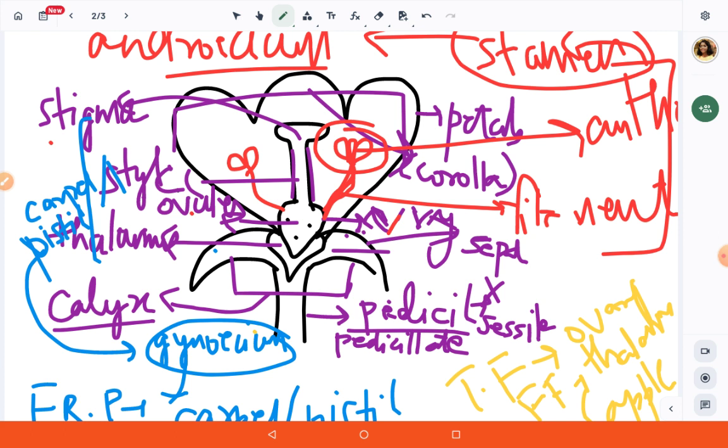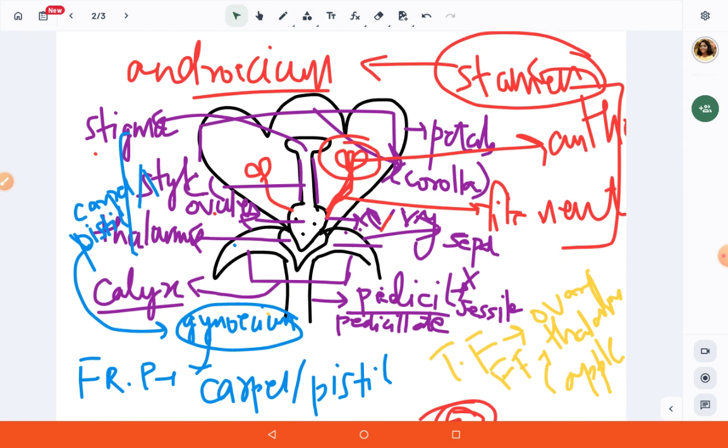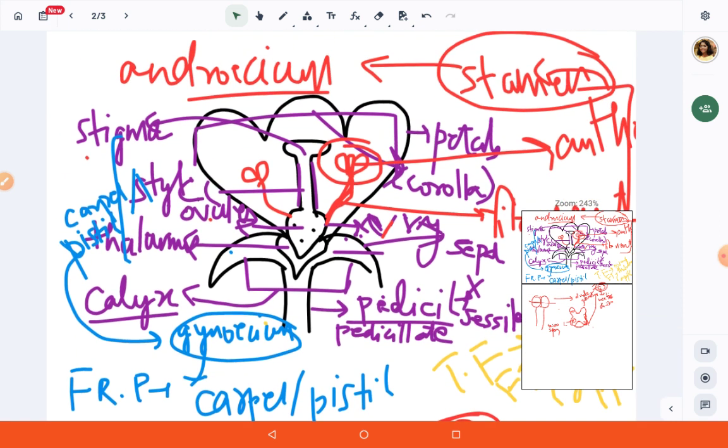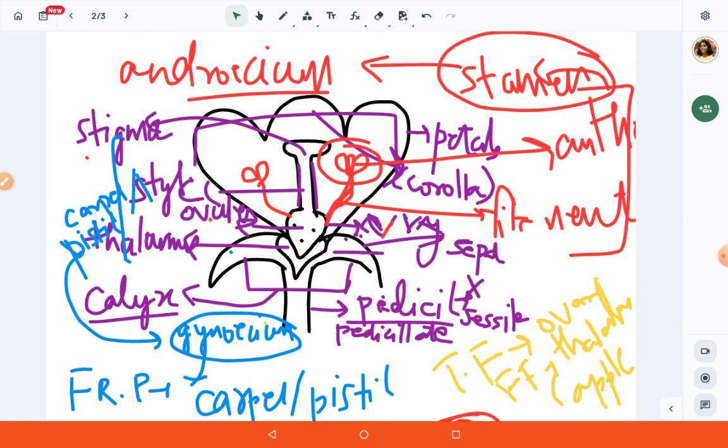One more thing to be explained: if in the same plant, the reproductive parts, the gynoecium and androecium, both are present, we call that plant bisexual. An example of bisexual is hibiscus or the China rose. But when only one part is present, let's say the male one is there, that's the male plant. But if the female part is there, that's the female plant. That's unisexual. I hope that is clear.